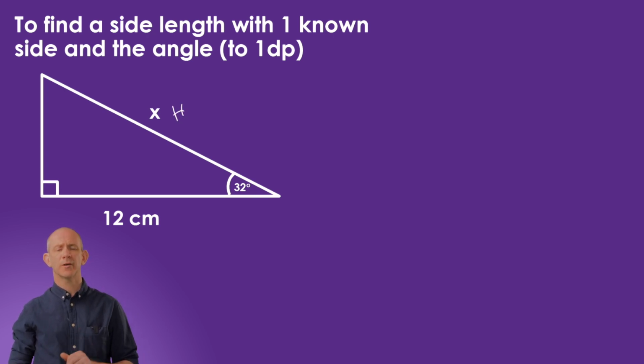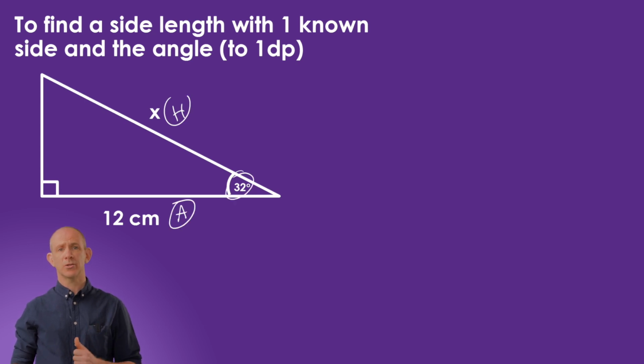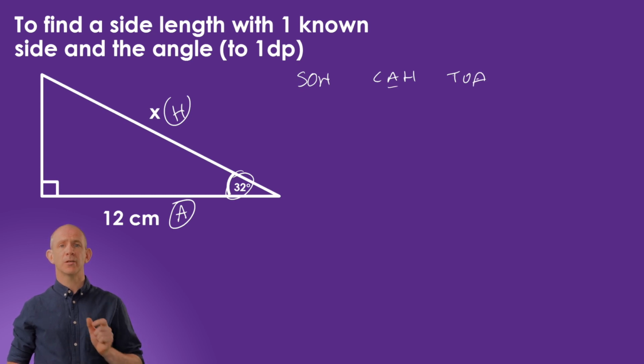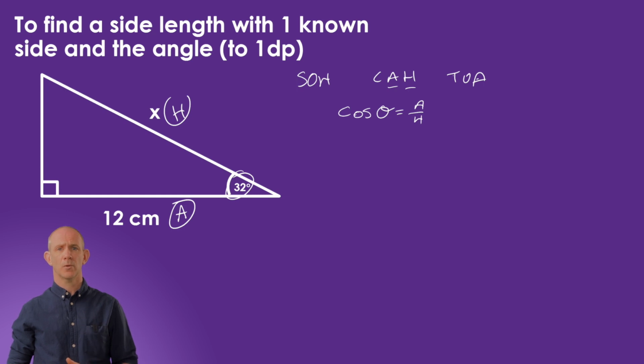Here, we're trying to find the hypotenuse, which is x. We have the adjacent side, which is 12, and the angle, which is 32 degrees. Our mnemonic, SOH-CAH-TOA, and as we're using the adjacent and the hypotenuse, we'll use cos, which we can write as cos theta equals adjacent over hypotenuse. Once we substitute in the values for the variables, we get cos 32 equals 12 over x.